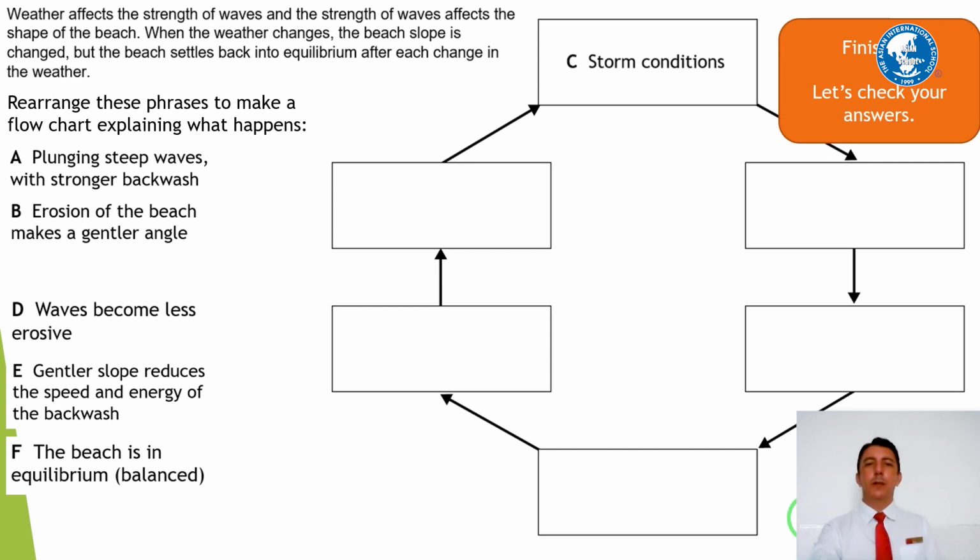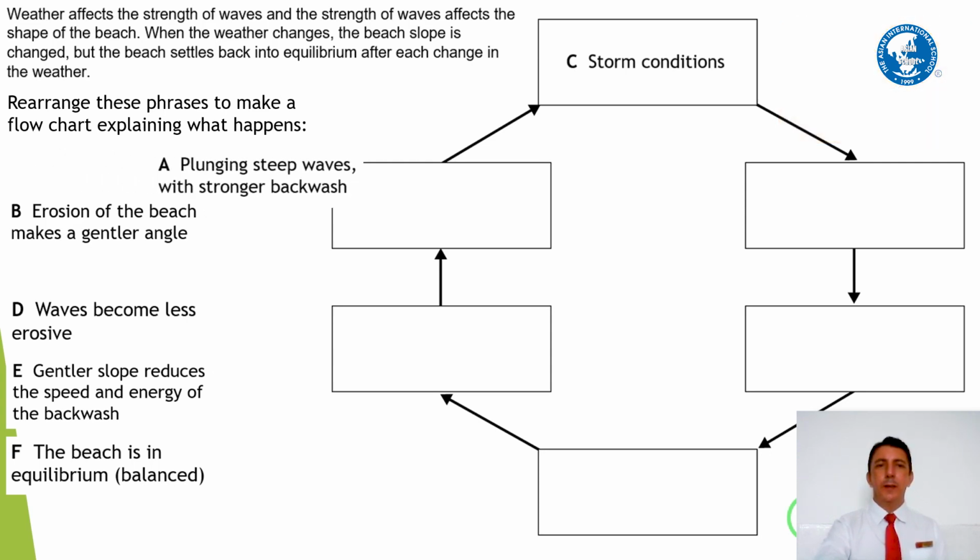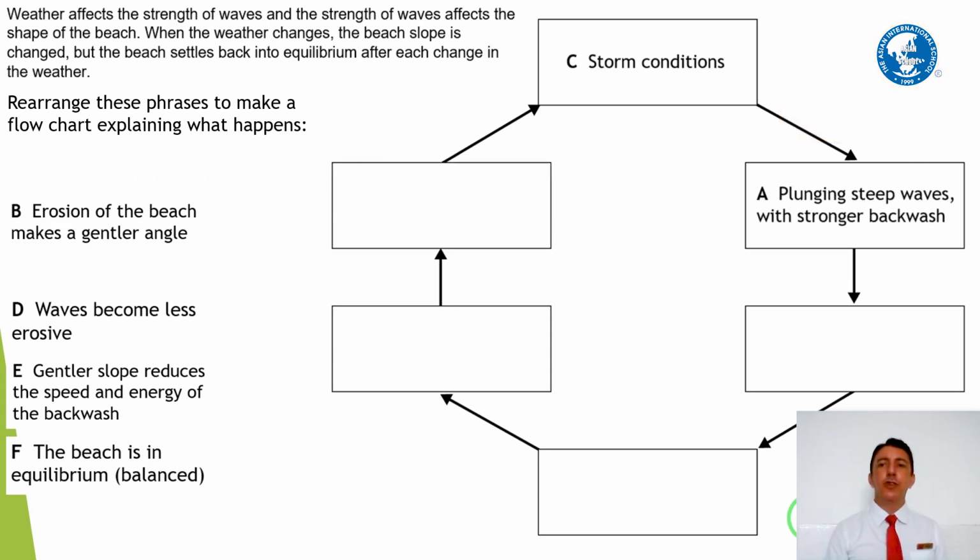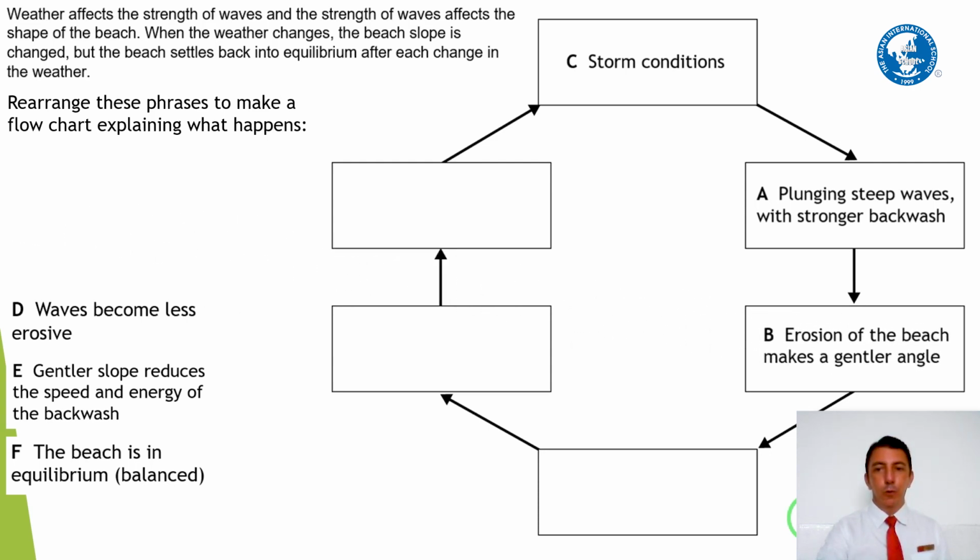So we started with storm conditions. So storm conditions will then lead to plunging steep waves. So we have big steep waves plunging with a lot of energy, and that means stronger backwash. Now remember, more backwash means erosion. So erosion of the beach makes a gentler angle. Now there's less sand, so the beach is flat.